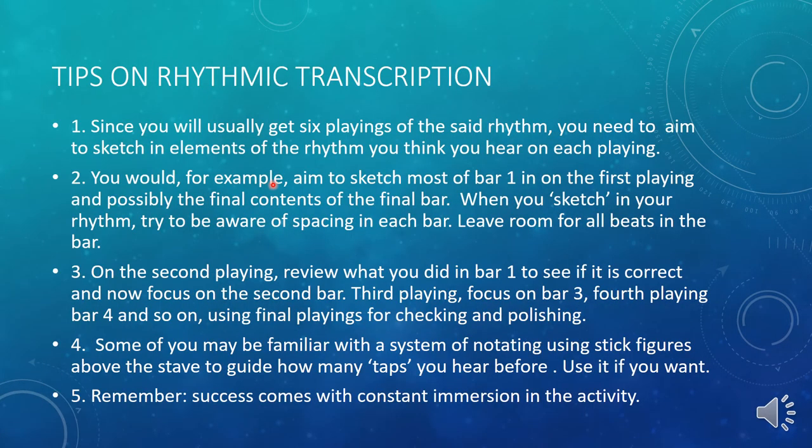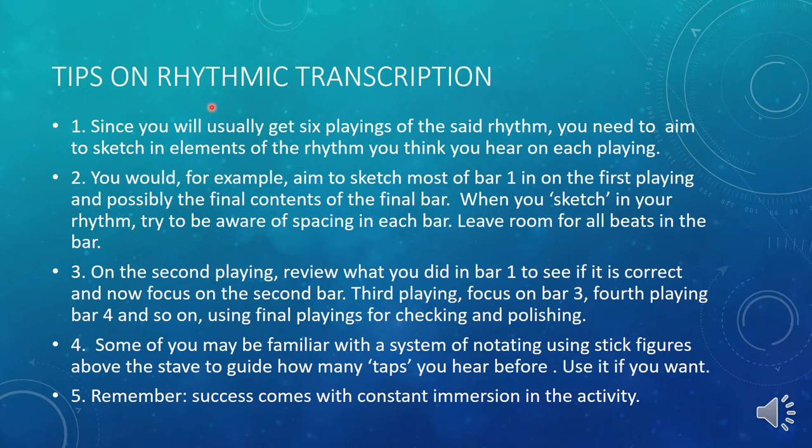Right, just some general tips on rhythmic transcription. Number one, since you will usually get 6 playings of the said rhythm in a VCE music exam, the only way you're going to get thoroughly familiar with that, folks, is to actually pull out the VCAA website with all the practice exams or past papers. You need to be pulling them out and practicing them and rerunning them again and again and again and getting your teachers to mark them up all the time for you. So you'll realise you usually get about 6 hearings.